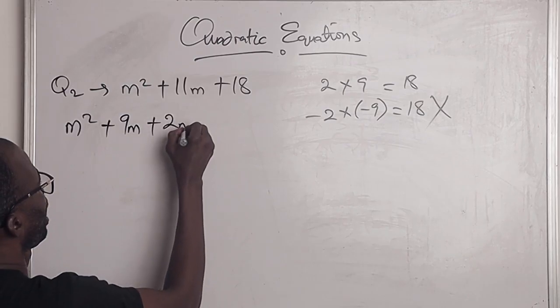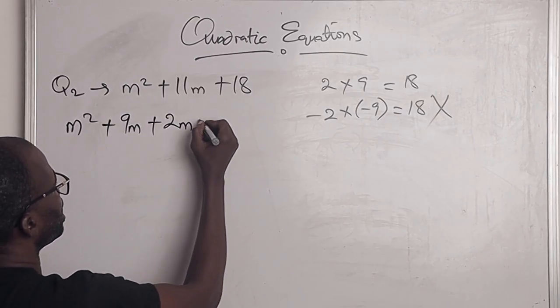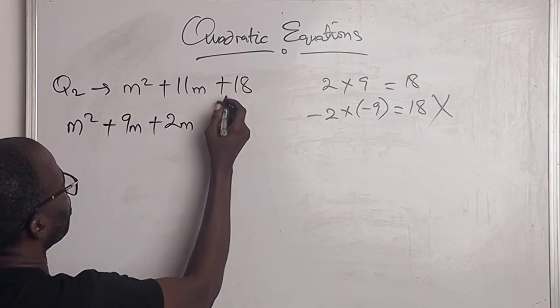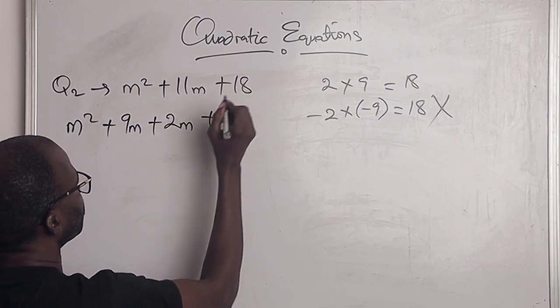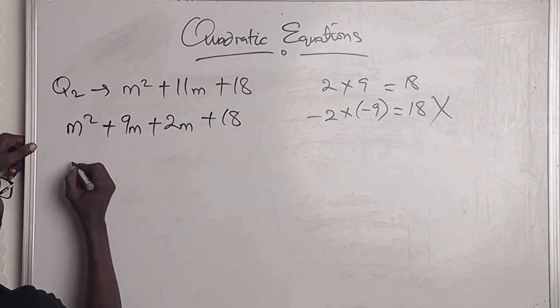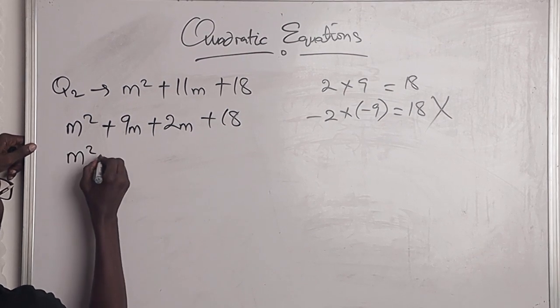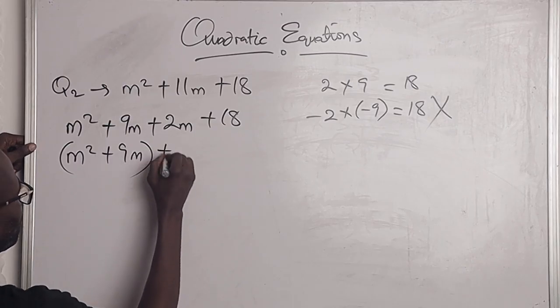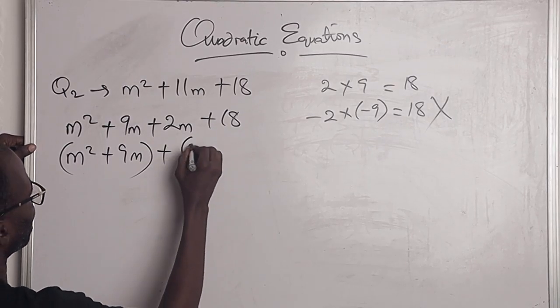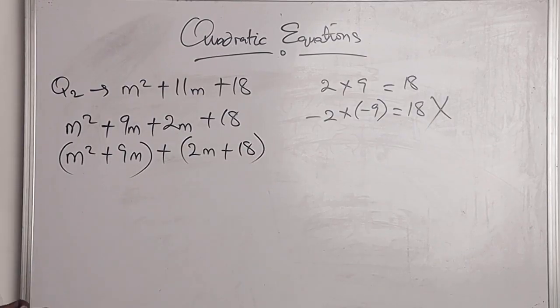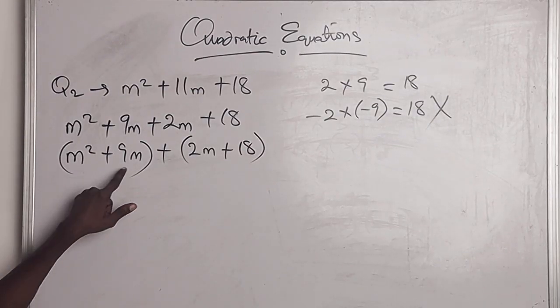9m plus 2m, isn't it? Then 9m plus 2m, that's 11m. Then I have my plus 18. So once I have that, what's the next thing to do? Put them in bracket, m squared plus 9m, then this bracket plus that is here, bracket 2m plus 18. So what's the next thing to do?